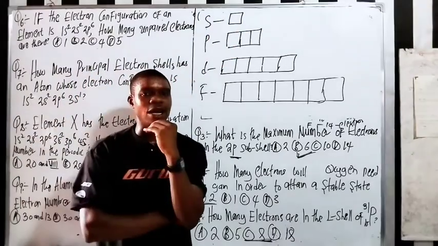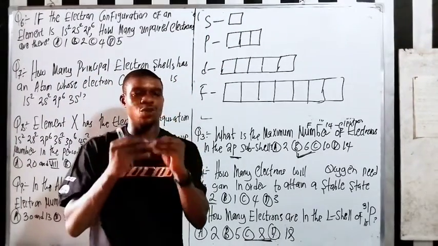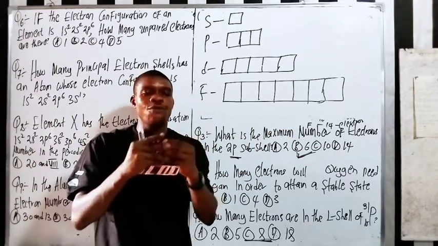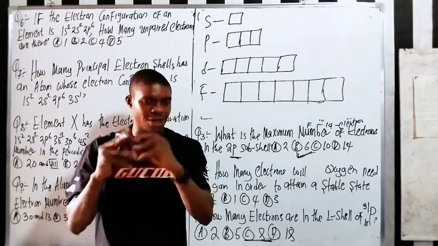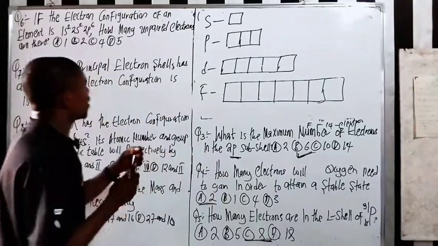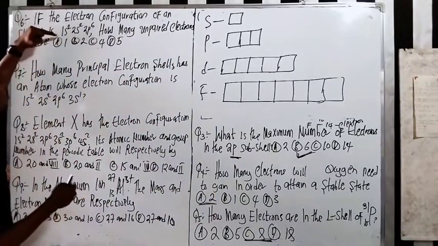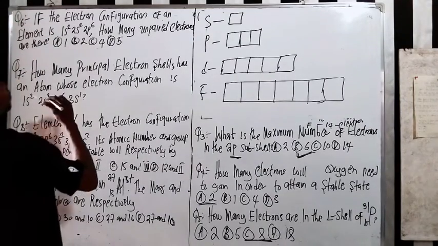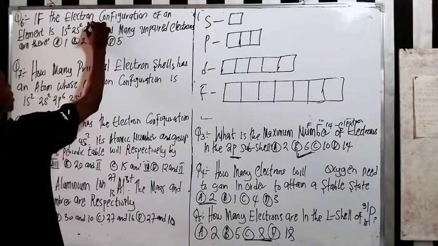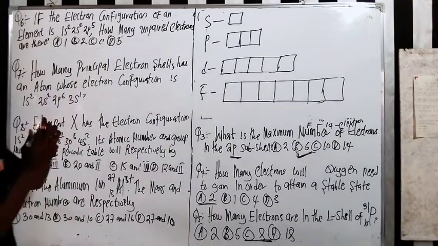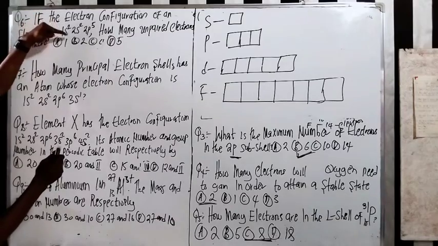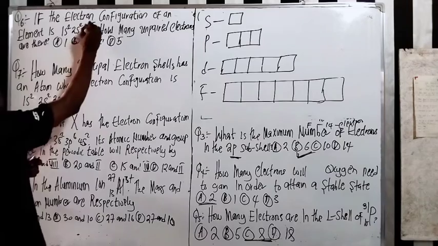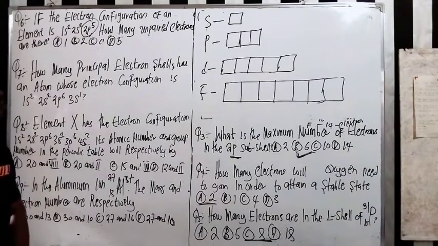Now, remember, when filling, Hund's rule states that when filling electrons into degenerate orbitals, electrons will first spin up before spinning down. You have to understand this here. Now, if you look at this one here, no, this should be 5. This is 5, not 6. Mega correction. Yes, 5. Now, here we have 1s2, 2s2, 2p5. Now, you're going to target the last one here.